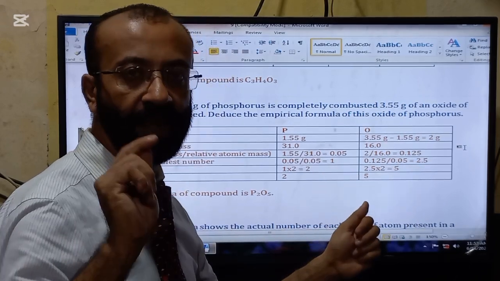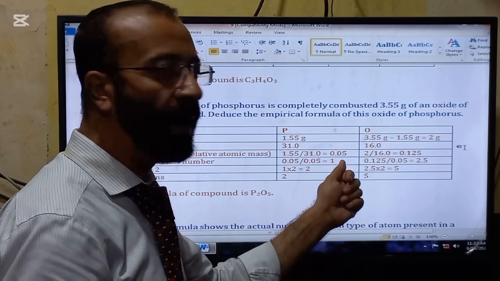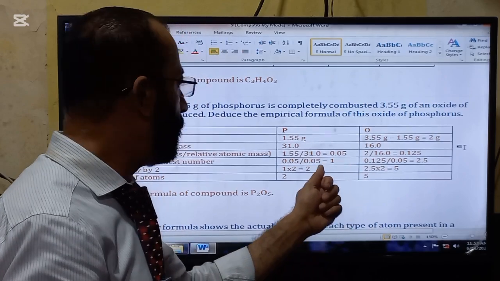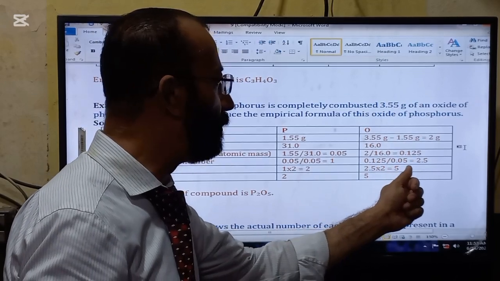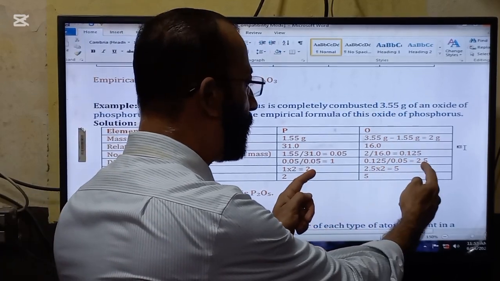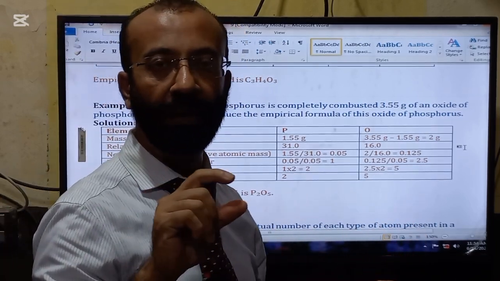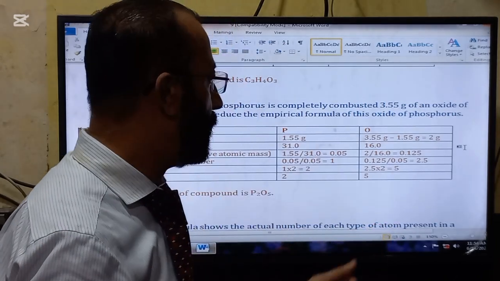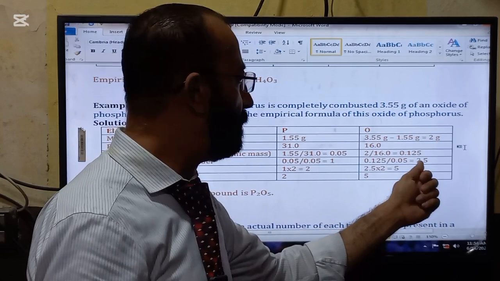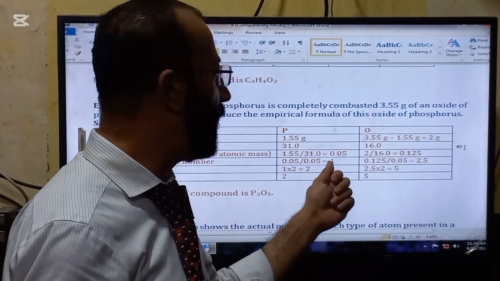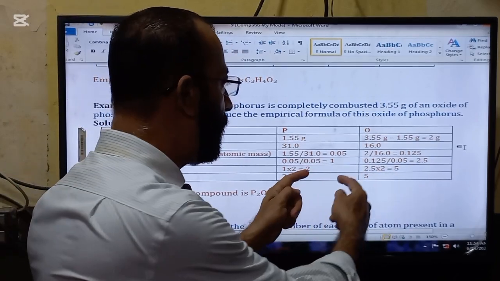At this step, we will select the smallest number. So that is 0.05. So we will divide both numbers by this number. So 0.05 over 0.05 will be equal to 1, and 0.125 over 0.05 will be equal to 2.5. At this step, we are seeing that the numbers are not whole numbers. So we will multiply the numbers by a number to make them whole numbers. This 2.5 can become 5 by multiplying by 2. If this number is multiplied by 2, we have to multiply 1 by 2 as well. So 1 into 2 is 2 and 2.5 into 2 is 5. So these are whole numbers now.